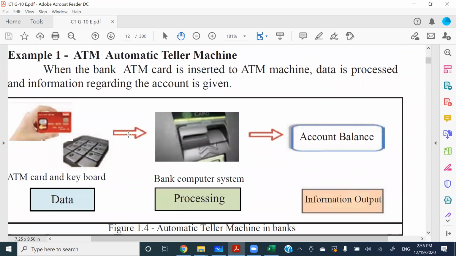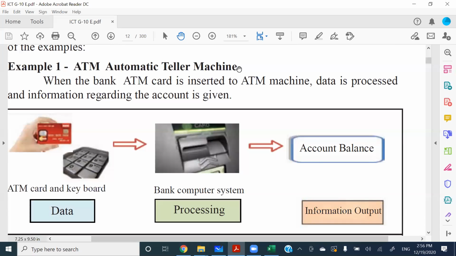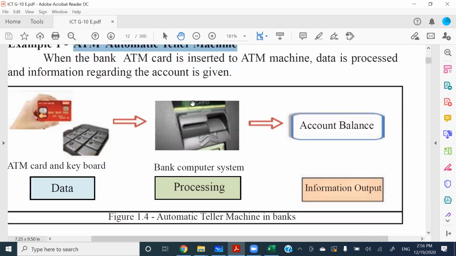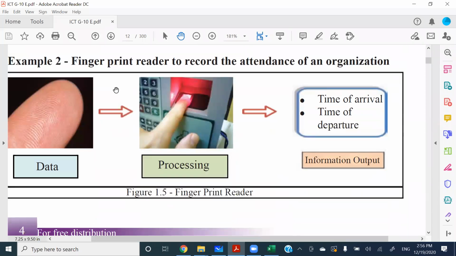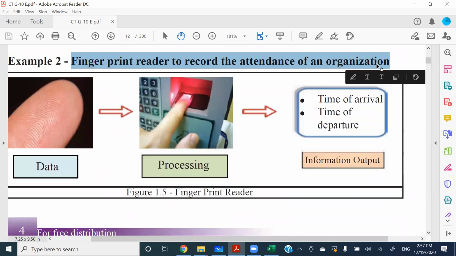Continue in your note, just this one, right? Example 1, ATM. Right, example 2 is a fingerprint reader to record the attendance of an organization.